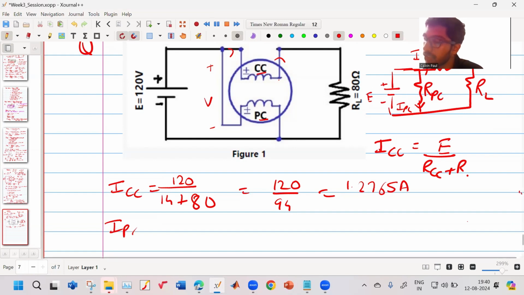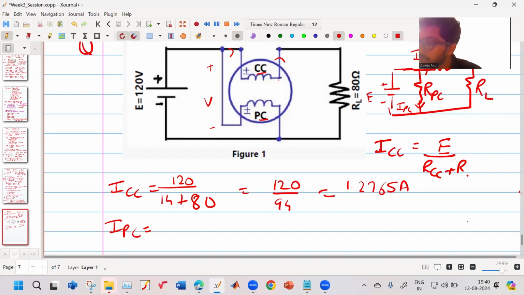The current through your pressure coil, that is the current going over here, is your voltage E divided by the resistance of your pressure coil. Right? So how much is that? It is 120 divided by 700. How much is that?